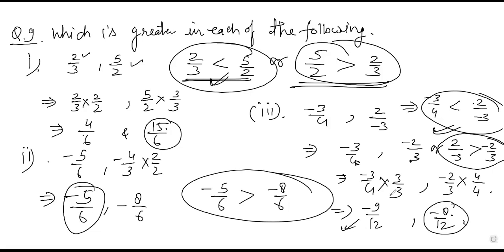Okay, so let us move on to the fourth part. Fourth part, that is minus 1 upon 4, comma 1 upon 4. It is clearly this one is greater. So no need to discuss this one. A positive number is always greater than a negative number.